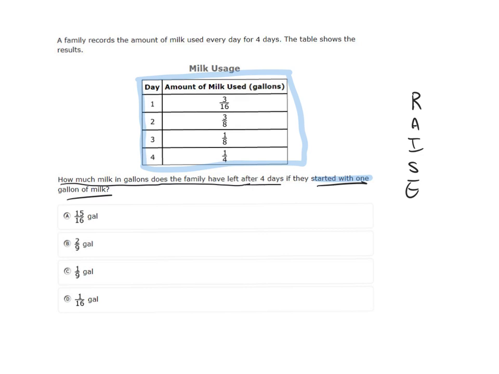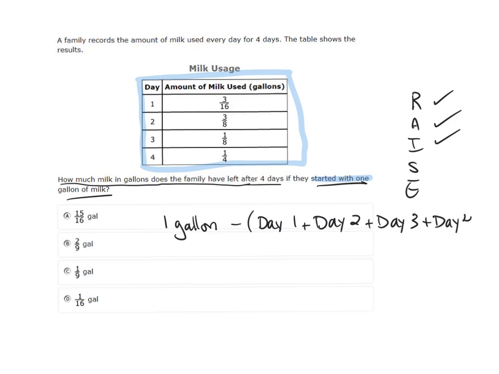All right, so this looks like a straightforward subtraction and addition problem to me. We read it, we know what it's asking, we found our key information. Let me think about my strategy. I started with 1 gallon, and then I need to subtract from that gallon what we drank on day 1, day 2, day 3, and day 4, right? So this is a multi-step problem where first I'm going to need to add day 1 plus day 2 plus day 3 plus day 4 and subtract that from 1 gallon. So I've made a plan here.